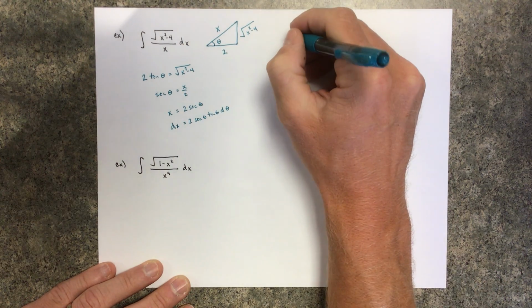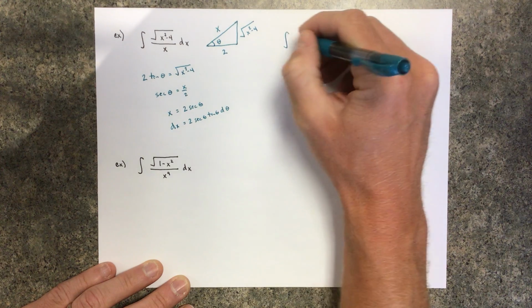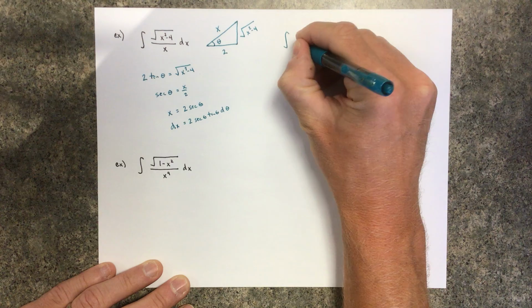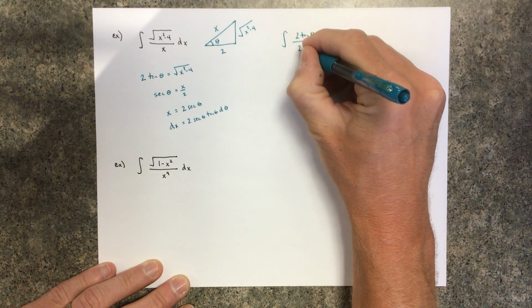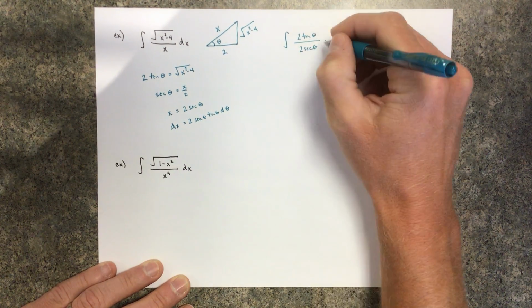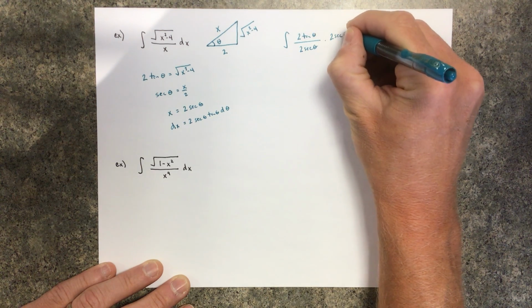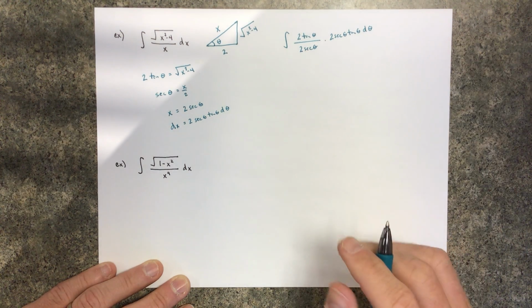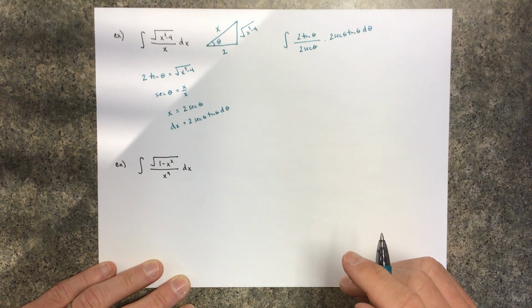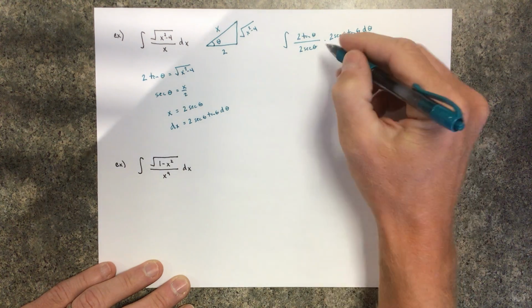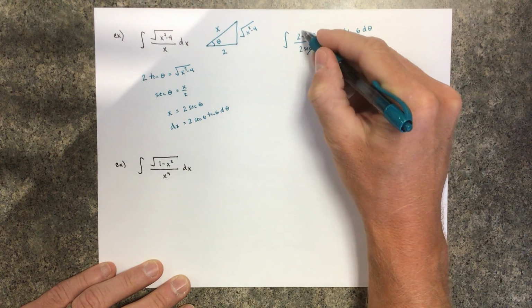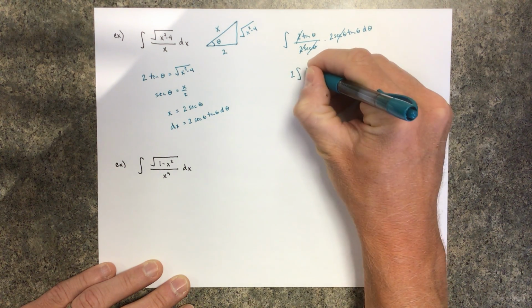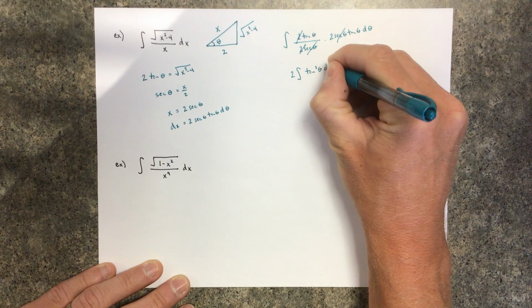Okay, so now I'm ready to actually do the substitution. The square root of x squared minus 4 is 2 tan theta. x is just 2 secant theta, and then dx is 2 secant theta tan theta d theta. Okay, so what all cancels here? It looks like secant, a 2 and a 2, so that whole thing looks like it's just 2 times the integral of tangent squared d theta.